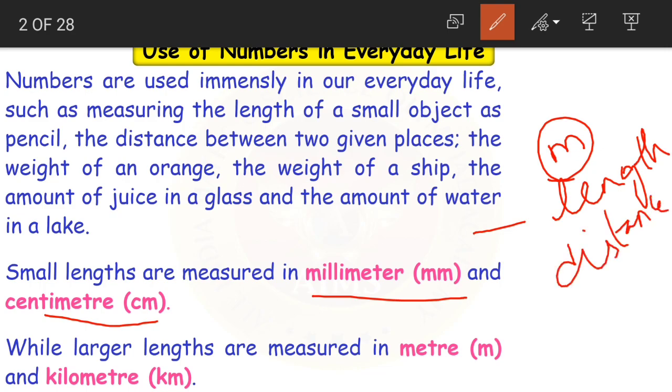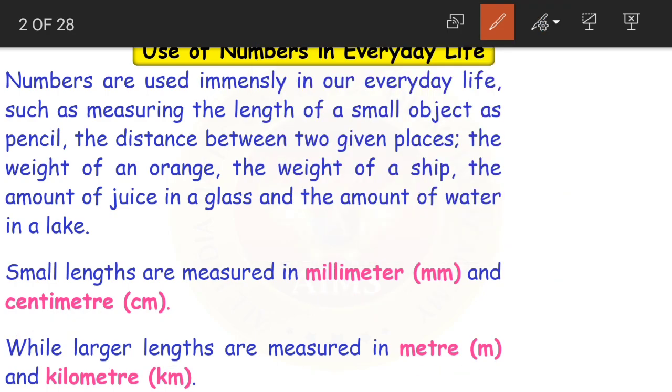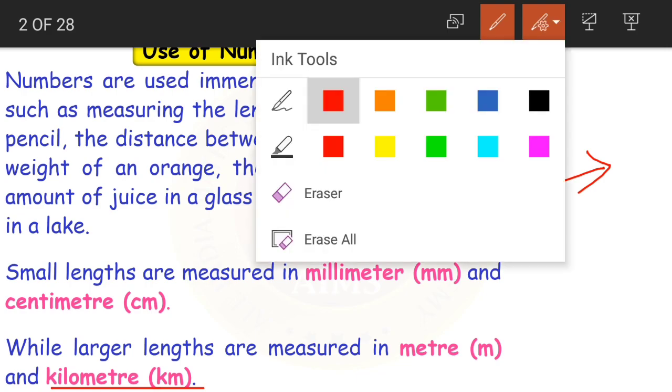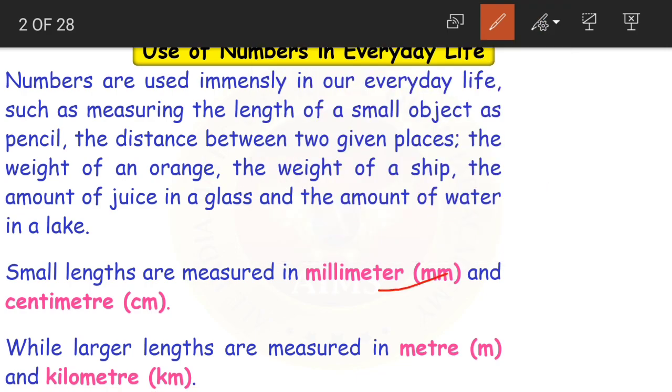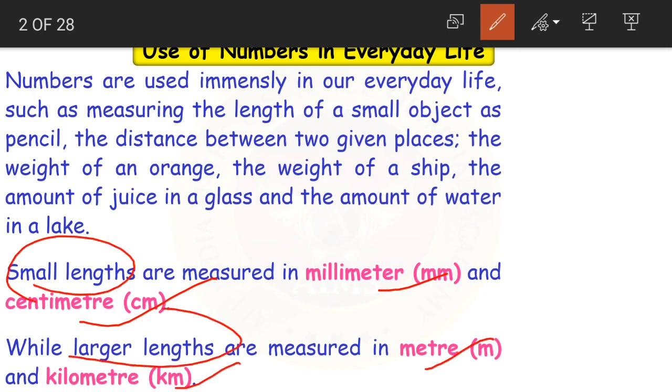So, small lengths are measured in millimeters and centimeters, while larger lengths are measured in meter and kilometer. Like when we go for purchasing clothes or something, clothes are sold in meters, okay? And larger lengths or larger distances, like a distance between two cities or distance between two states, those are measured using kilometers, right students? These millimeters and centimeters are used for measuring small lengths, and meters and kilometers are used for measuring larger lengths.